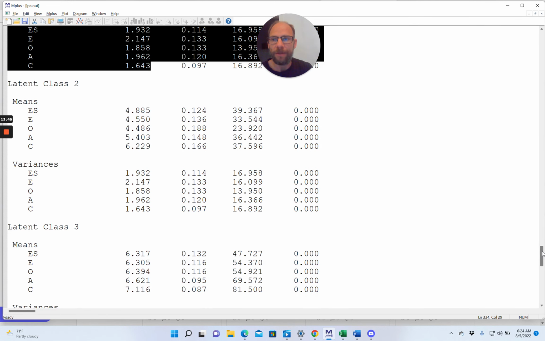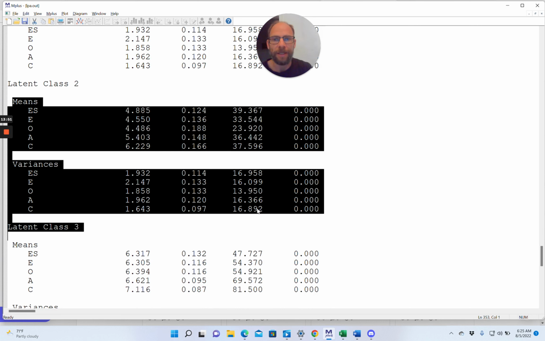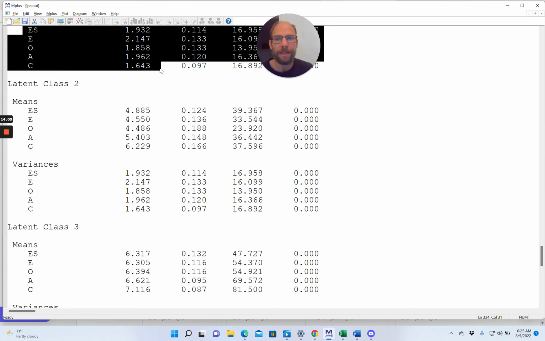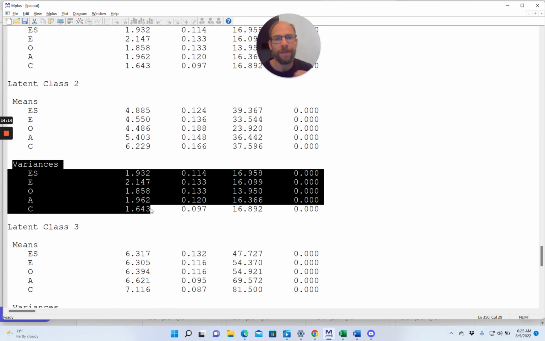Then already you get the means for class 2 and the variances for class 2, and then the same for class 3. Notice that the variances are automatically constrained to be invariant across classes in Mplus. You can see this here. Here at the top, I highlighted the variances in class 1, and you can see that they're the exact same as the variances in class 2 and also in class 3. And so this is a constraint that Mplus automatically puts in to have a better defined solution, so to say. So that helps us with the sharpness, so to say, of the mean profiles.